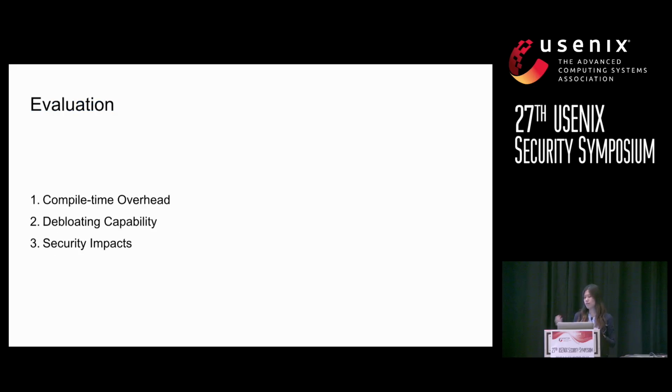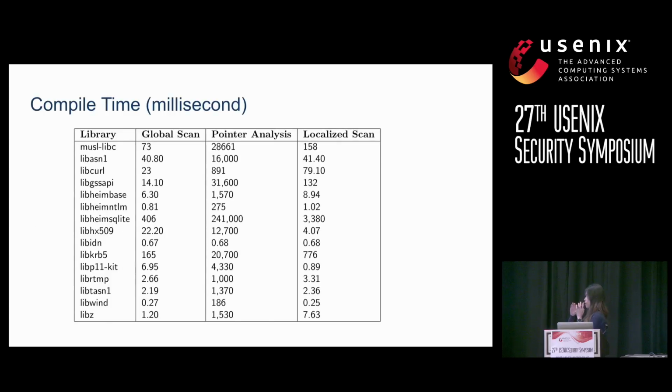For evaluation, we evaluate our framework for compile time overhead, how much of the code can piecewise remove, and what are the security impacts. So for compile time overhead, we compiled several shared libraries and measured the time difference that it takes to compile these shared libraries. As we can see, point analysis takes the most time to compile the shared libraries, while global scan takes the least time, and localized pointer scan is in the middle.